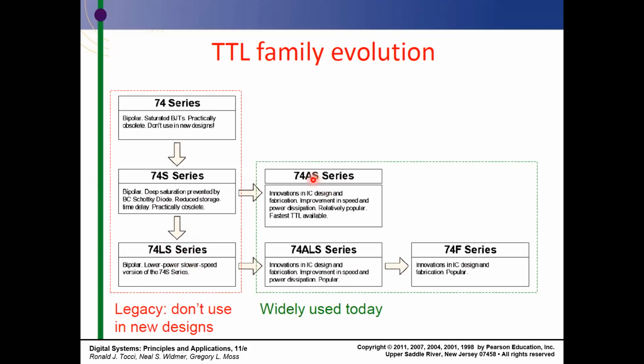Then there came 74AS, advanced Schottky. A stands for advanced. This was a relatively quite popular series, and this was fast as well as somewhat low power. So they had improved upon the technology. And this was another series, 74ALS. So AS and ALS are the more popular series. This had even lower power.